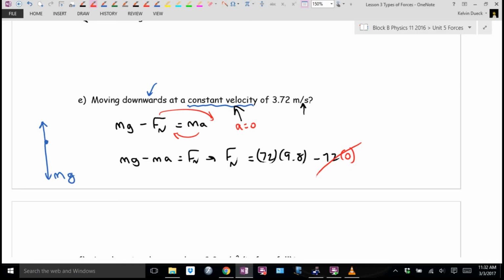Normal force. 72 times 9.8, well, 72 times 10 will be 720 minus 14.4, 705.6? Yeah. If you divide that by 9.8, you'll get exactly 72. On a scale, he would feel or she would feel their normal mass. Their normal.